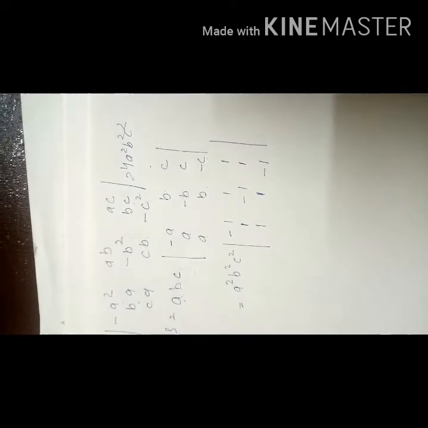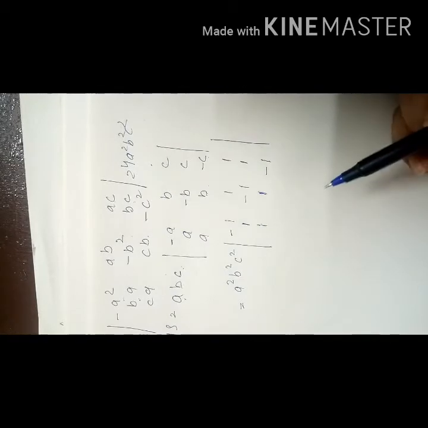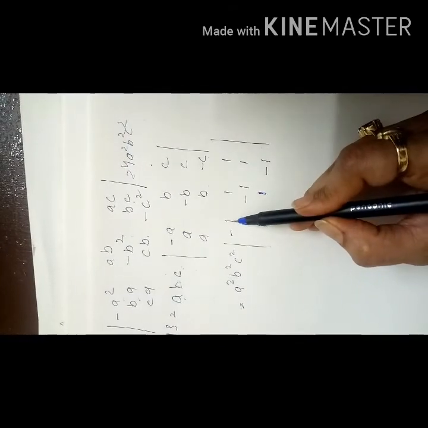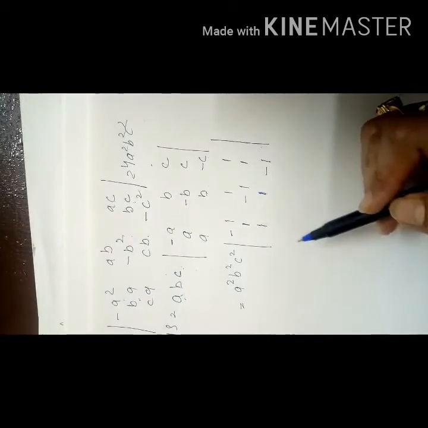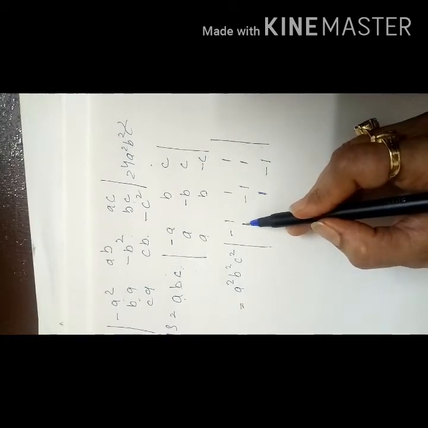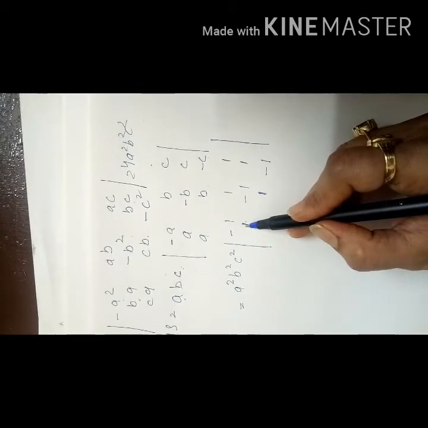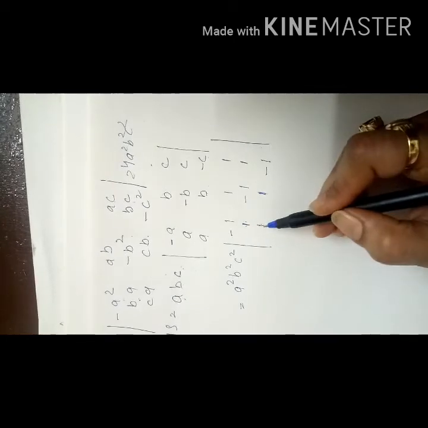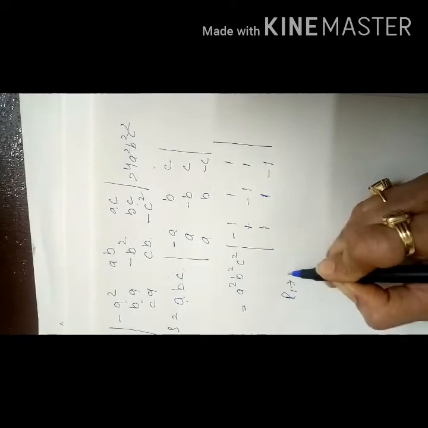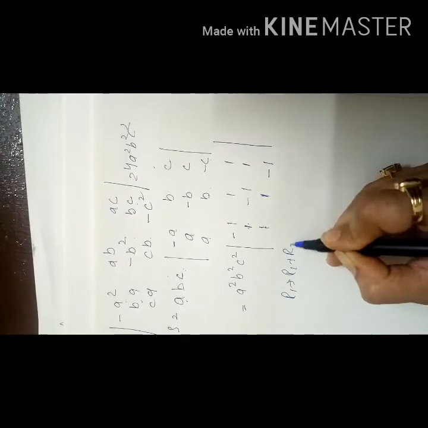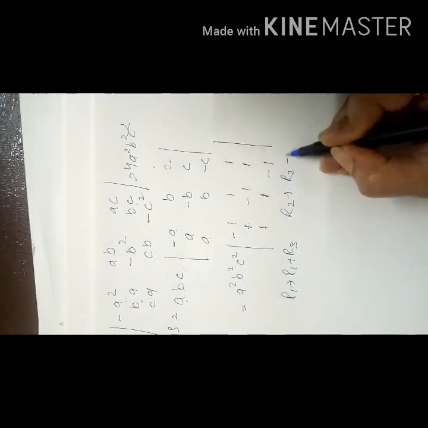Yes. Now what we will do? Now in any column we have to find maximum 0. How can we get this 0? If we add R1 and R3. And how can we get 0 here? If we take R2 minus R3. Yes. So what do we get? R1 is R1 plus R3. And R2 is R2 minus R3.